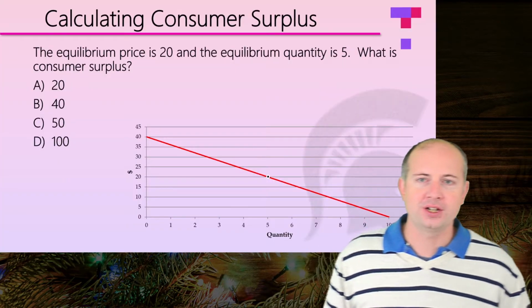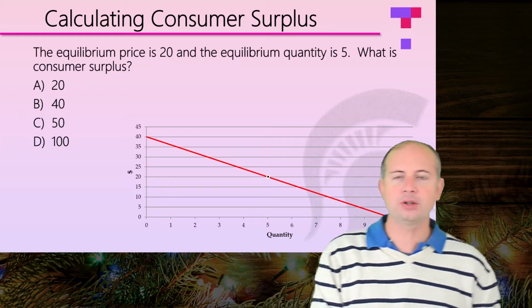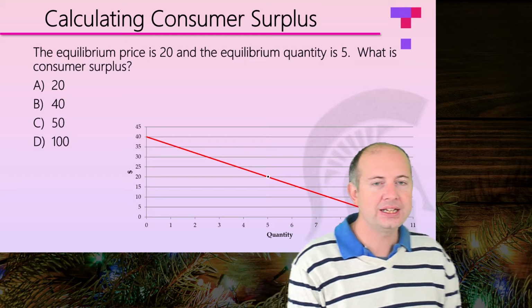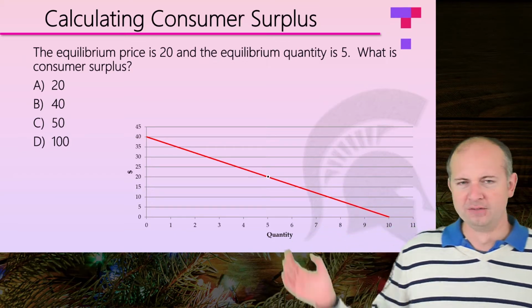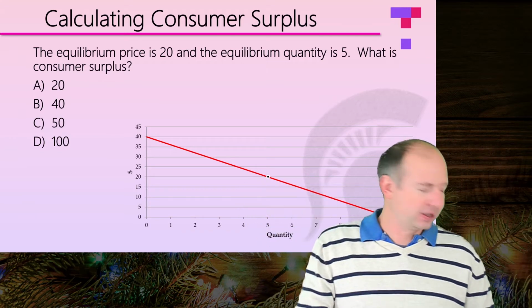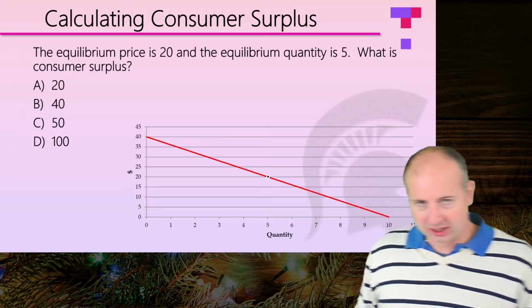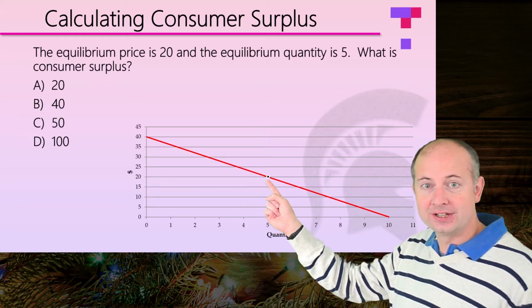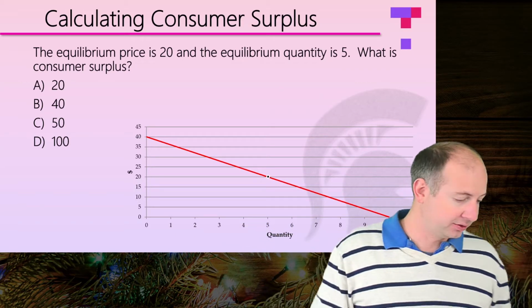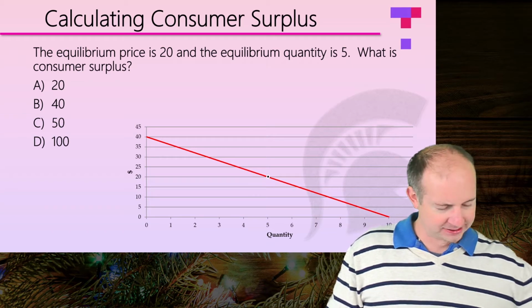Memory refresher here. Equilibrium price is 20. Equilibrium quantity is 5. What is consumer surplus? For some reason, these numbers are different than on the workbook, so I guess just scribble out the numbers on the workbook. So what that means, that dot here, if you can see it, that is equilibrium. Let's try to calculate consumer surplus.